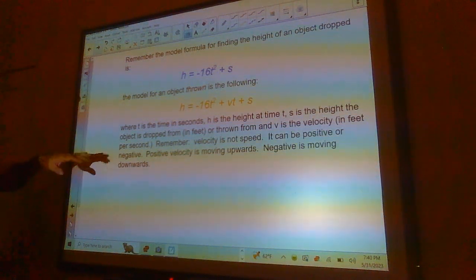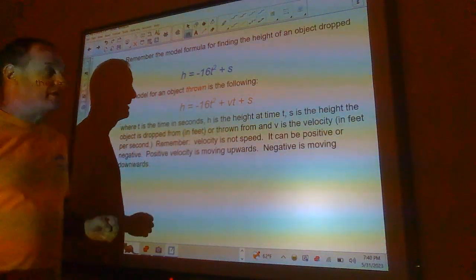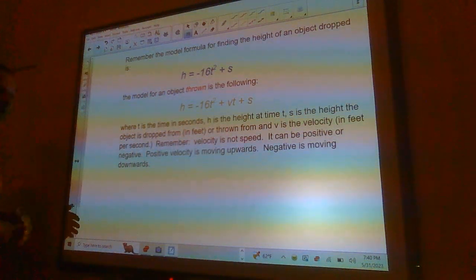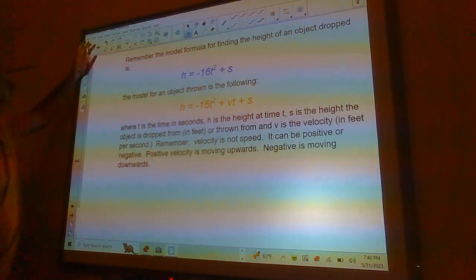Okay, so remember that this is velocity, this is not speed. So it can be positive or negative. If it's a positive velocity, it's going up. If it's a negative velocity, it's coming down.